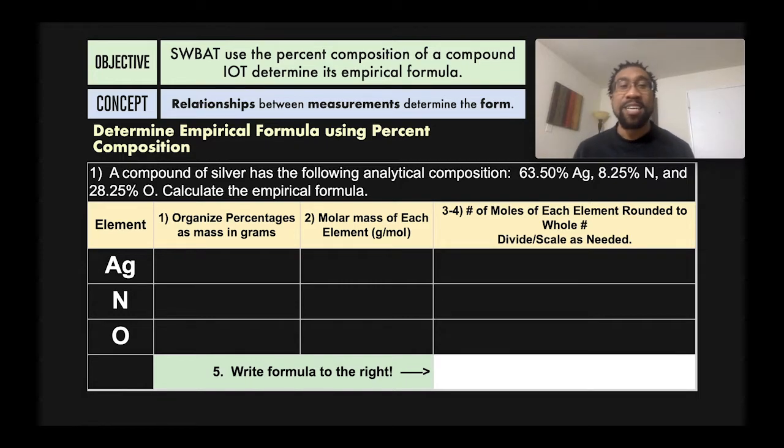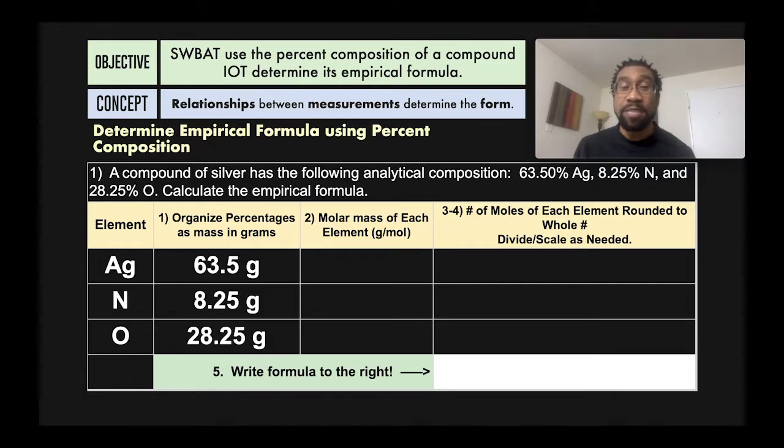Example number 1, a compound of silver has the following analytical composition: 63.5% silver, 8.25% nitrogen, and 28.25% oxygen. So let's calculate that empirical formula. So the first thing I'm going to do is find all my percentages, and I'm going to change them to grams. We assume that if we have 100 grams of a substance, then 63.5% of 100 grams is 63.5 grams for silver. So we do that one element at a time.